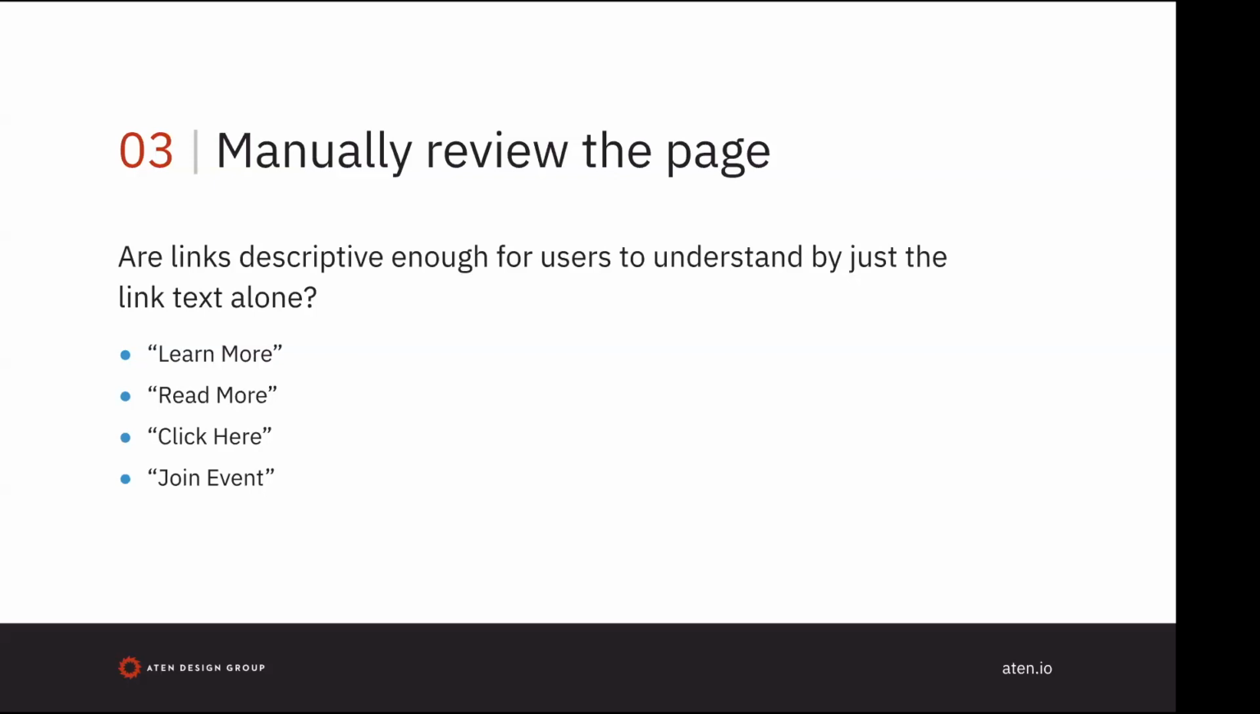If they're hearing learn more, learn more, learn more, they don't know what they're learning more about in all of those instances. So now they have to find one of those learn mores, back up in the screen reader, find the context of what they're learning more about, and then go to see if that's the right one. You should be more descriptive in saying like sign up for blah, blah, blah, or download this file, or join the Aten webinar reviewing your website event, or something of that sort.